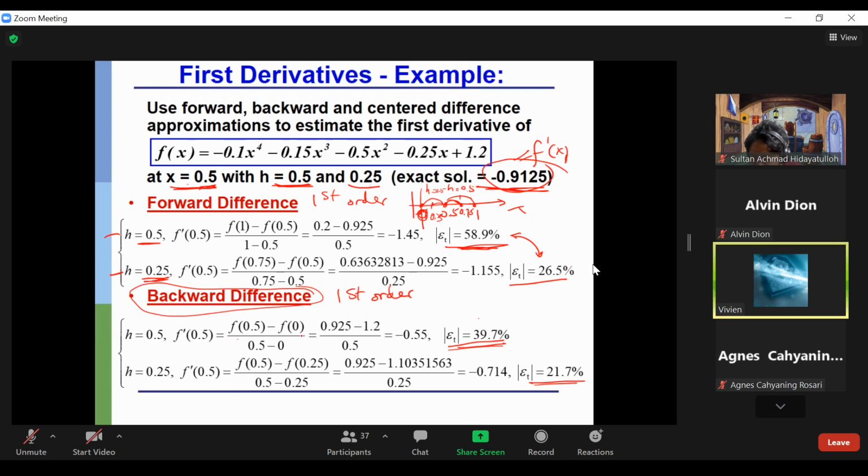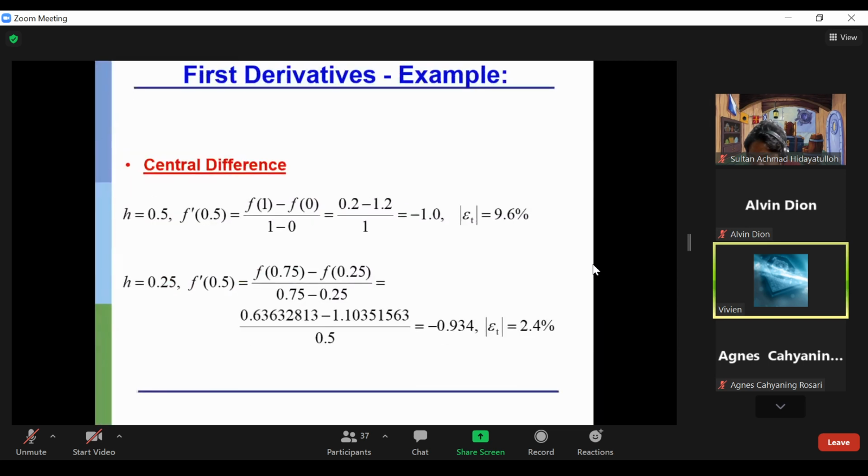And again, when we reduce the interval length with the backward scheme, the error is also greatly reduced. Comparing forward and backward again, the backward scheme is still superior. Approximately the same level of error, but a bit better using the backward scheme.